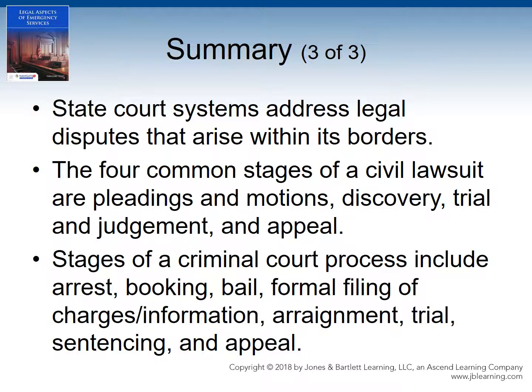If you found our exploration of the civil and criminal court systems interesting, there's plenty more of that to come. In the next chapter, we will delve deeper into crimes that impact the fire service and EMS professions, along with principles of criminal procedure.